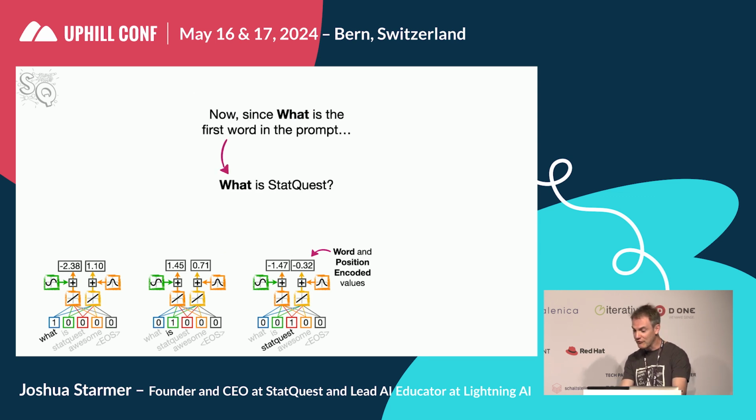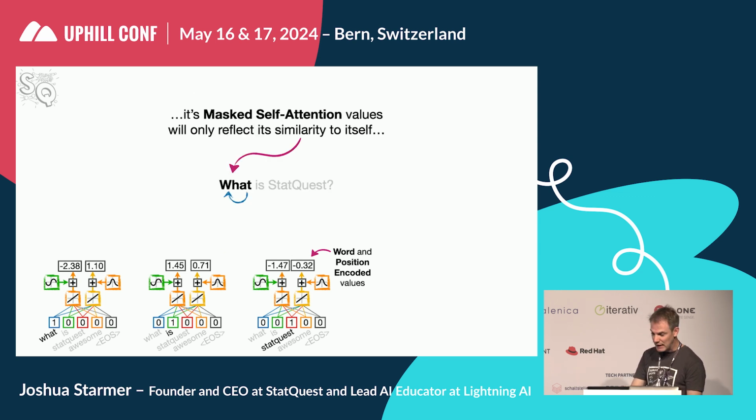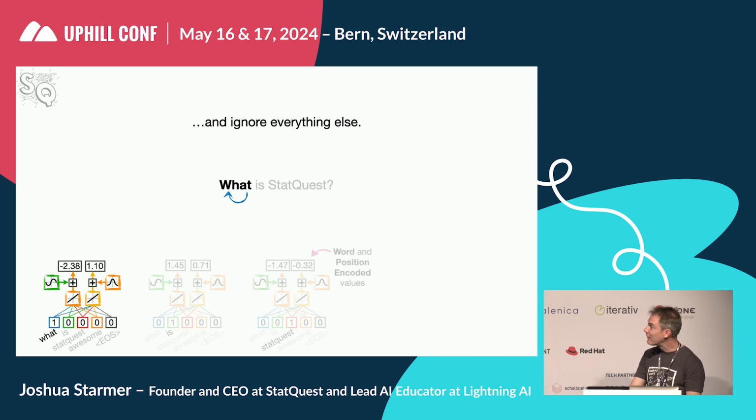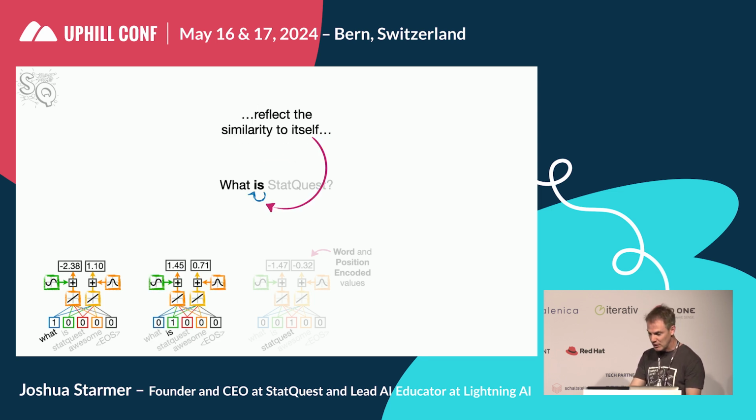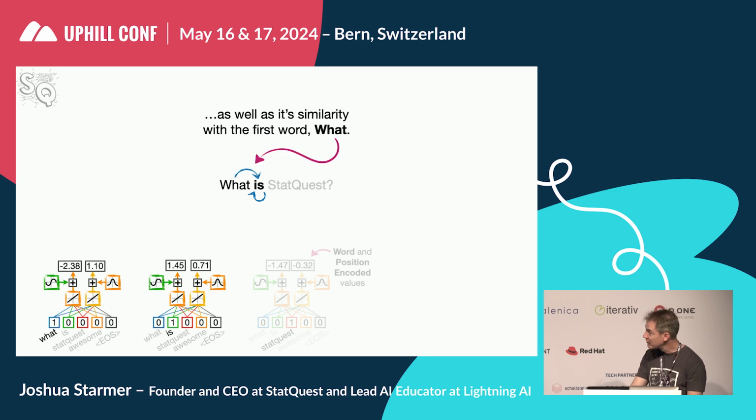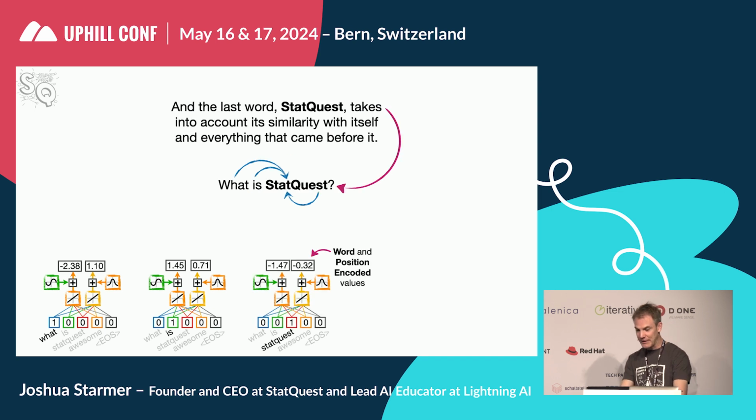Now, since "what" is the first word in the prompt, its masked self-attention values only reflect its similarity to itself and ignore everything else. In contrast, the masked self-attention values for the second word, "is," reflect the similarity to itself and its similarity to the first word, "what." And the last word, StatQuest, takes into account its similarity with itself and everything that came before it.